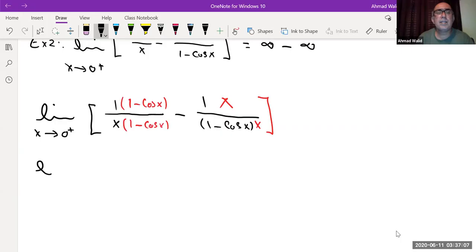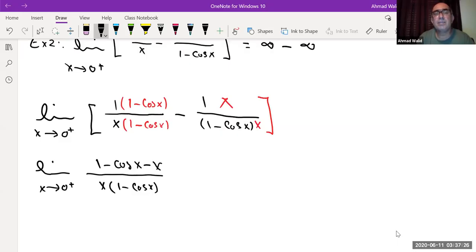You can write this one as a limit of x approaching 0 from the right. One of the denominators, which is x parentheses 1 minus cosine x. And the top, you end up with what? 1 minus cosine x minus x. Before plugging in, you can distribute this x to the denominator, or if you wish to check, plug in 0 first, check, then do that step.